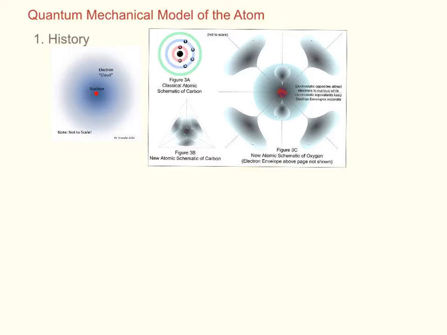The quantum mechanical model is the most current model of the atom. Sometimes it's referred to as the cloud model of an atom. And here's a couple of pictures of some different quantum mechanical models for different atoms.